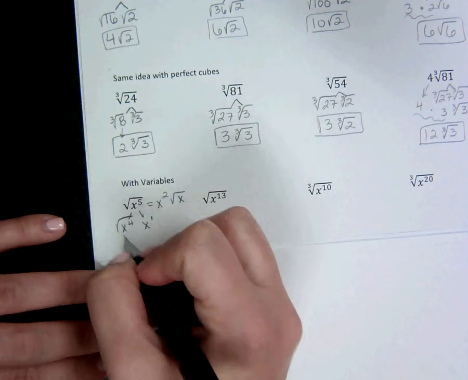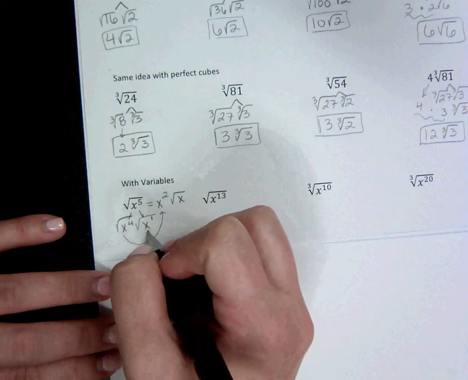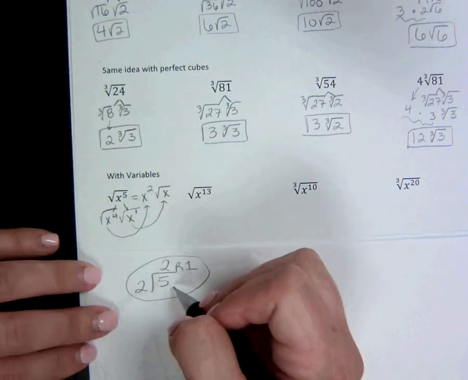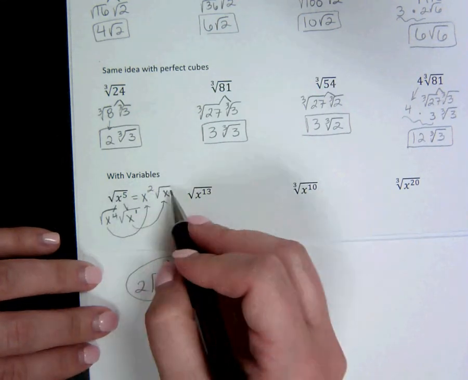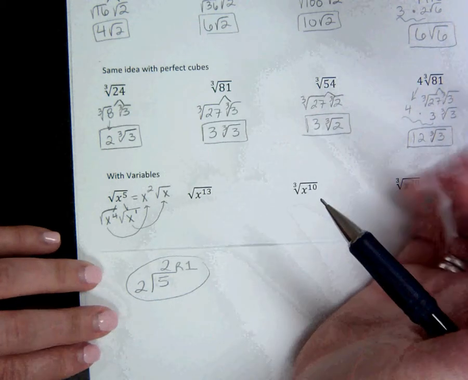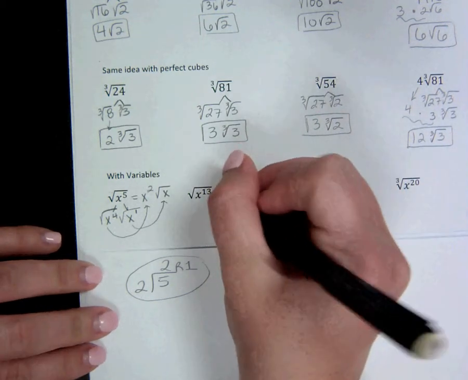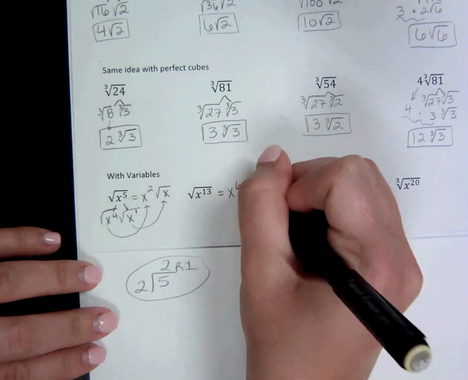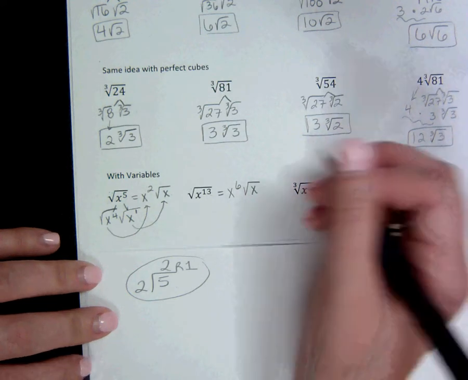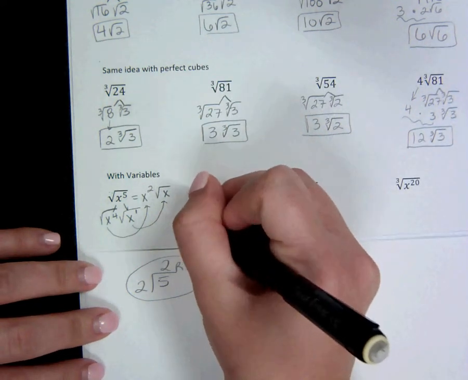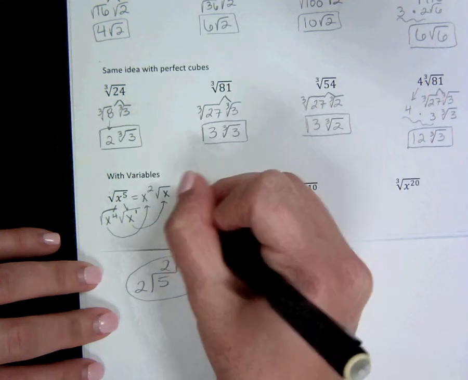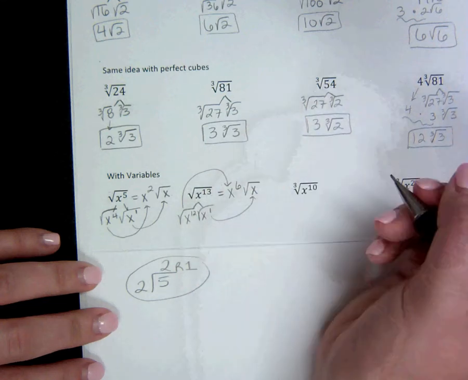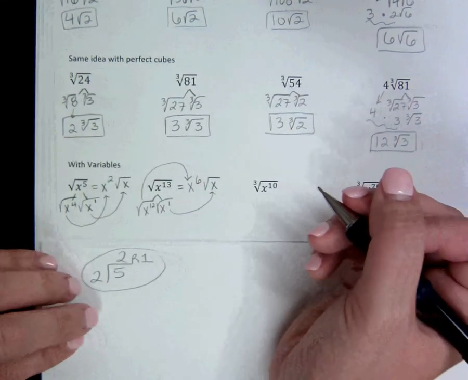The square root of x to the 4th is what gives you x squared, and the square root of x stays in the radical. That's how I used to teach it, but this might be easier. 5 divided by 2 is 2 with 1 left over. So whichever way is fine with me. 13, so 13 divided by 2, 2 goes into 13 6 times with 1 left over. Or you can think of this as x to the 12th times x to the 1st. The square root of x to the 12th gives you x to the 6th, and the square root of x stays in the radical. Whichever way you want to think about that.